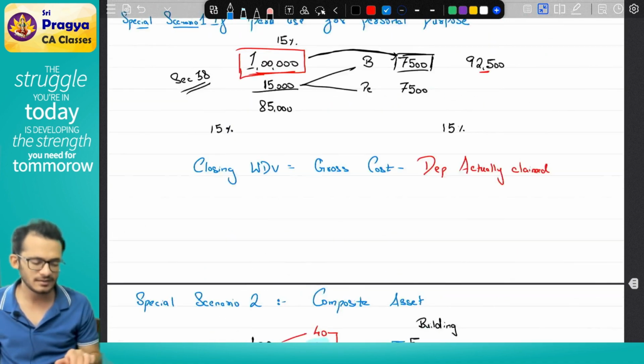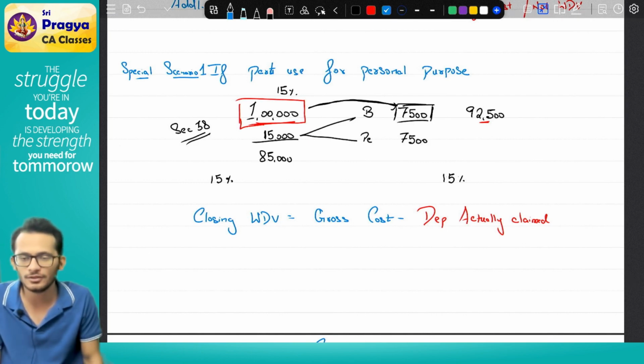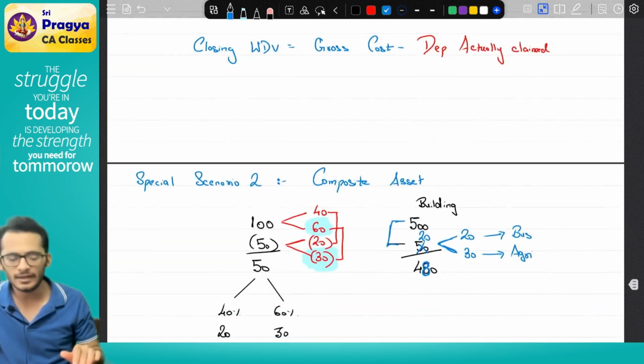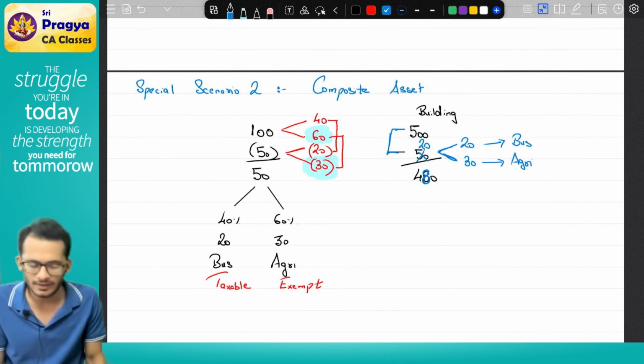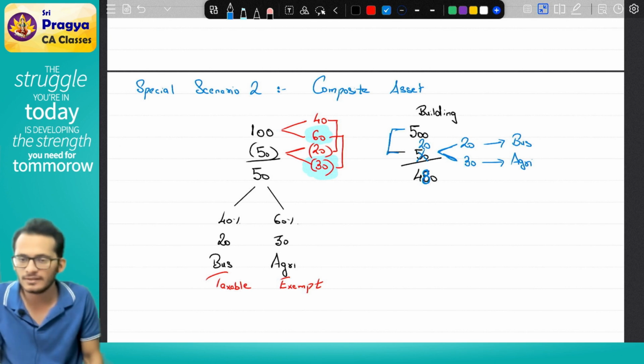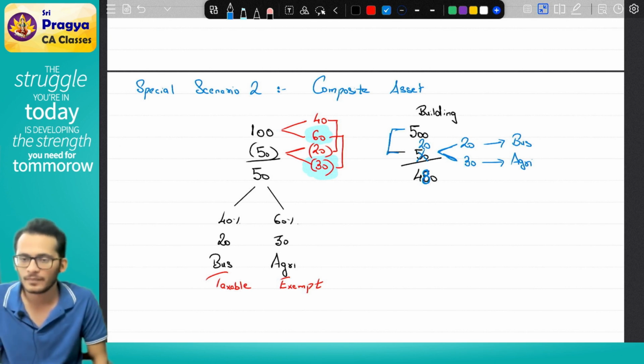Using the same special scenario number 1, the logic would be that I got only 7,500 in the first scenario, so I should get a reduction of only 7,500. Here also I got only 20, so I should get only 20. Correct or not? Yes. This again went to courts, where all the courts decided that you should get only 20. You should be able to claim depreciation on 480.